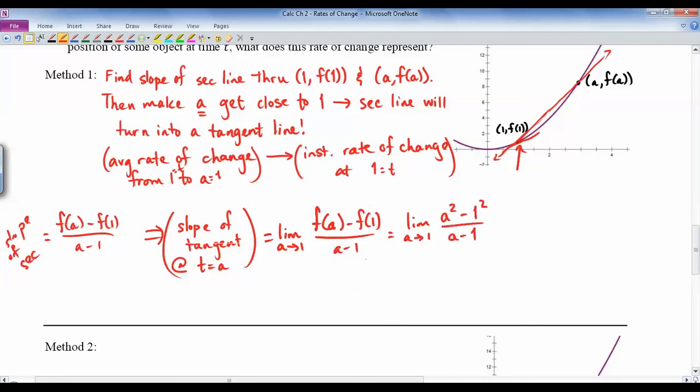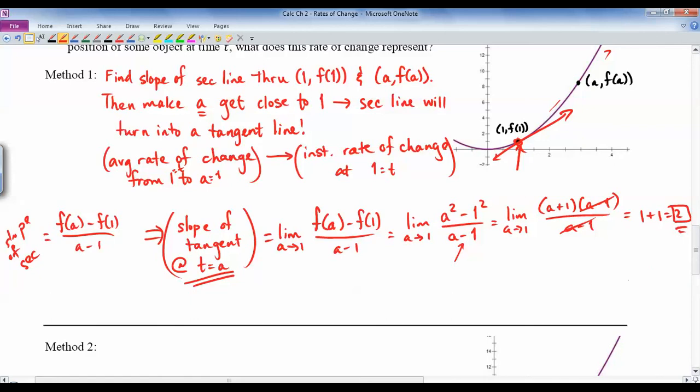Now I can't just plug in 1 into that thing because it's undefined at 1. But if we factored the top into a plus 1, a minus 1, then you can actually see that the a minus 1s would cancel, so it's just a removable discontinuity there. And if I cancel them, I fill in that hole, and now to figure out where that hole would have been, I just plug in 1 into what's left over, and I get 1 plus 1 equals 2. So what that actually means is the slope right there, the slope of that tangent line is 2.